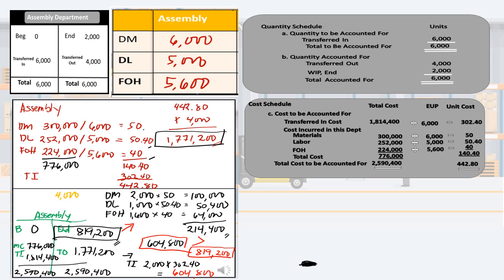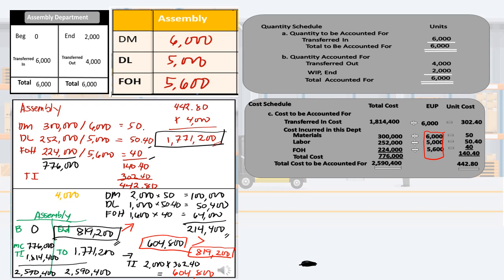Then, ilalagay nyo din yung mga manufacturing cost na na-incurred natin during the month. We have the materials, labor, and factory overhead. For materials, we have 300,000. Labor, we have 252,000. Factory overhead, we have 224,000. I-divide lang po natin yan dun sa ating mga EUP, di ba? So, 6,000, 5,000, 5,600 respectively. So, for direct materials, meron tayong unit cost na 50 pesos. Labor, we have 50.40. Then, kay factory overhead, we have 40 pesos. So, ang total cost natin for this department is 140.40.